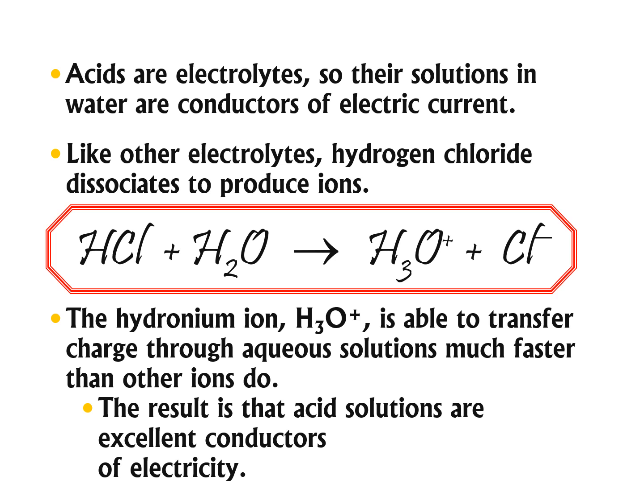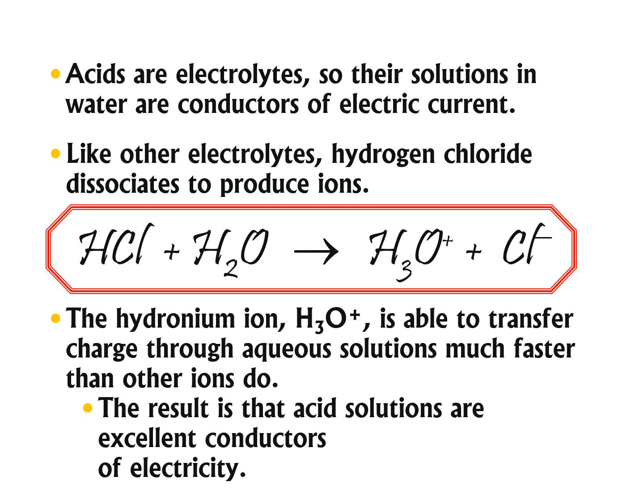So the hydronium ion, H3O positive, is able to transfer charge through aqueous solution much, much faster than any other ion can do. That's why acids are the best electrolytes. They're like super electrolytes. Better than any other kind of electrolyte. I'm just going to go ahead and say that. I know that's crazy.